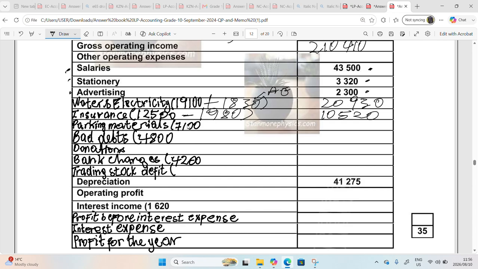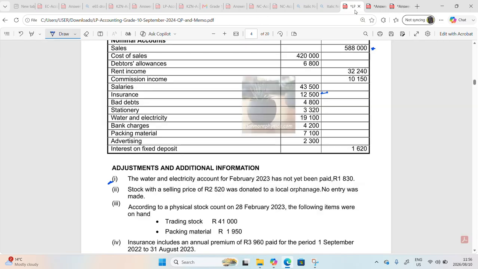Packing material, let's check packing material. So all those amounts that I've populated first, guys, these are amounts from the trial balance. That 7,100 is from the trial balance on packing material. Bad debts as well, 4,800 from the trial balance. Please don't be confused. As you can see, we're dealing with packing material, 7,100 from the trial balance.